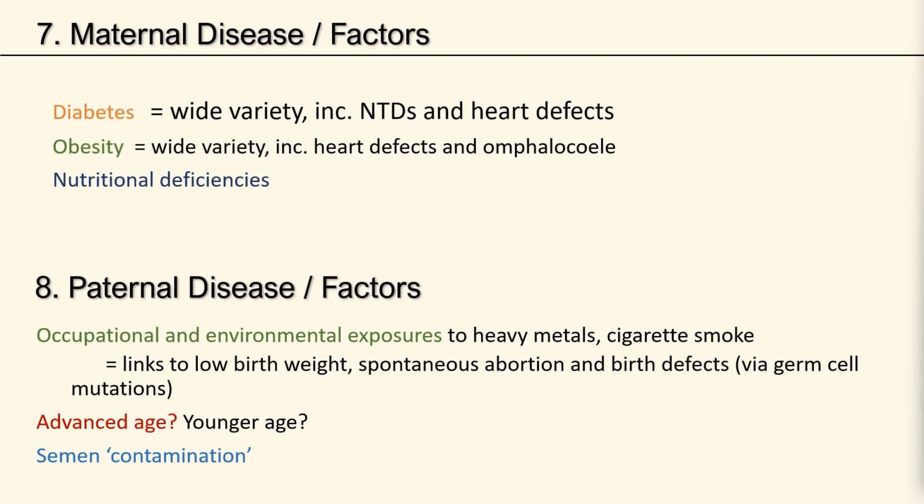As well as maternal, we also have paternal factors. Things such as occupational exposure or environmental exposure to heavy metals and cigarette smoke. There are links with low birth weight and spontaneous abortion and birth defects because of those germ cell mutations. We can also see issues linked with increased paternal age and congenital and chromosomal abnormalities. Particularly when we look at older males, we can see that sometimes contaminants can enter the sperm ejaculant and cause abnormalities with the sperm themselves.